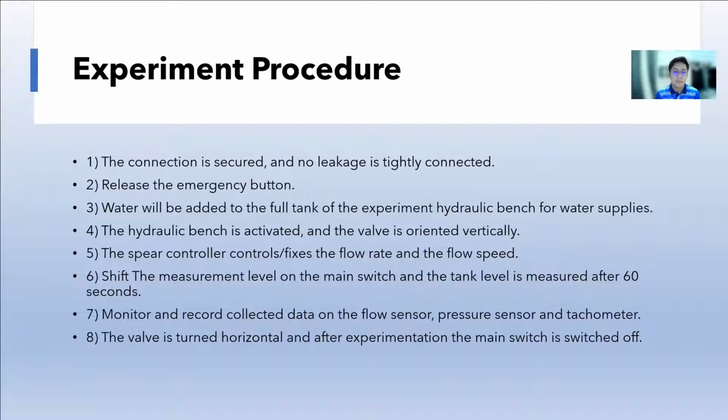Step number 6, shift the measurement level on the main switch and the tank level is measured after 60 seconds. Step number 7, monitor and record the data collected on the flow sensor, pressure sensor, and tachometer. The last step is the valve is turned horizontal, and after the experiment, the main switch is switched off.